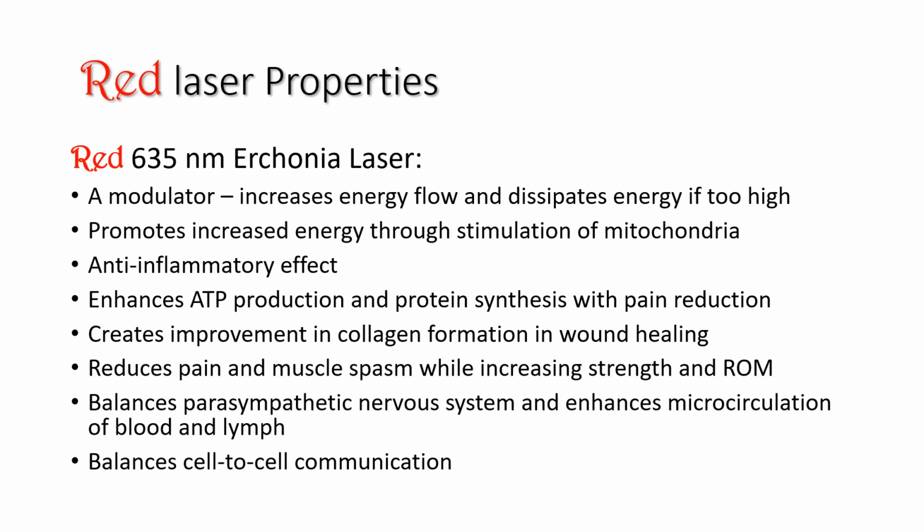So let's talk about the red and the violet properties, and let's continue on with this discussion of how they're different and how together synergistically they work well. 635 nanometer laser, its properties, it's a modulator. It increases energy flow and dissipates energy if it's too high.